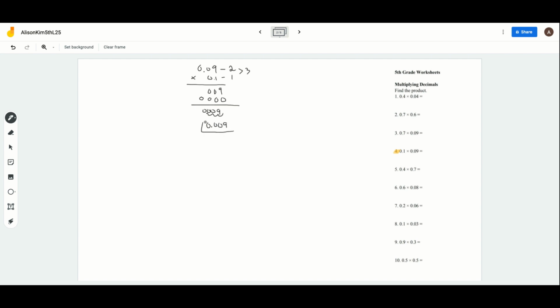So multiplying decimals is the same as regular multiplication, except when you're done multiplying, you have to look to the given equation, count how many decimal places there are and add them, and that's the number of decimal places for your product.